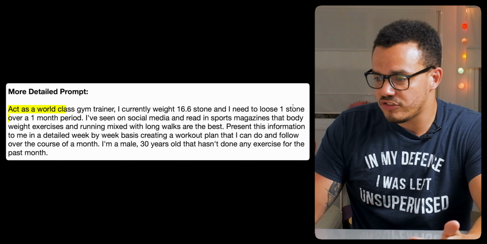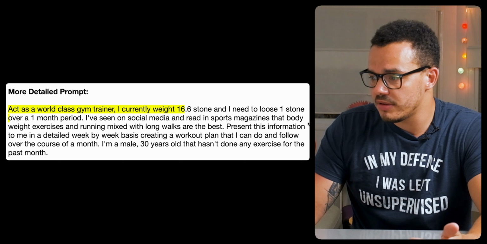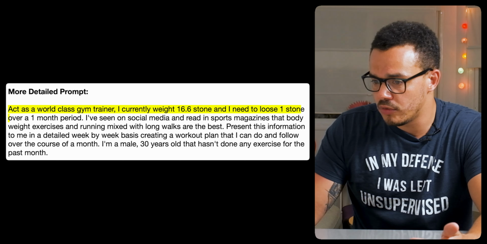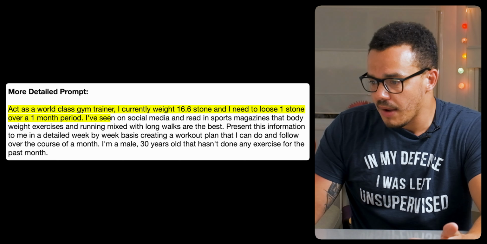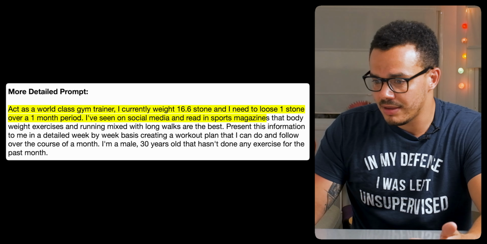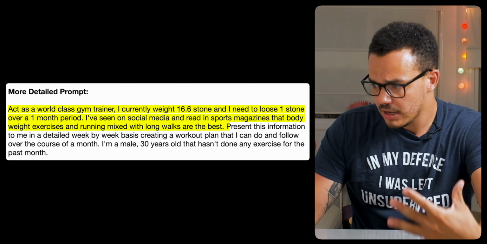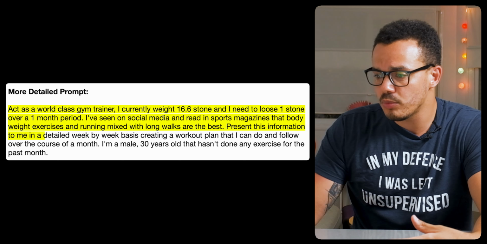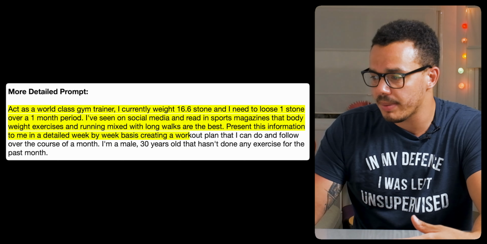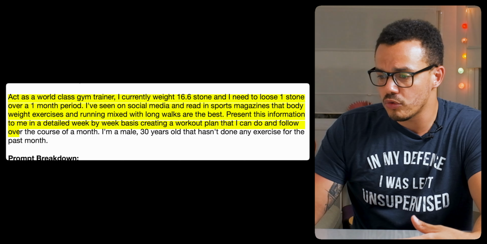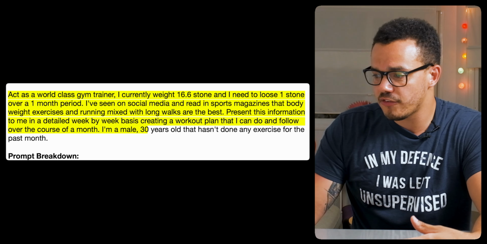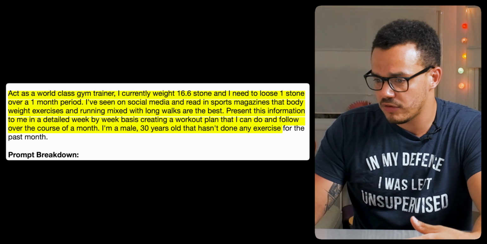Now we have built it out a lot more. Act as a world-class gym trainer. I currently weigh 16.6 stone and I need to lose 1 stone over a 1-month period. I've seen on social media and read in sports magazines that bodyweight exercises and running mixed with long walks are the best. Present this information to me on a detailed week-by-week basis, creating a workout plan that I can follow over the course of a month. I'm a male, 30 years old, that hasn't done any exercise for the past month.